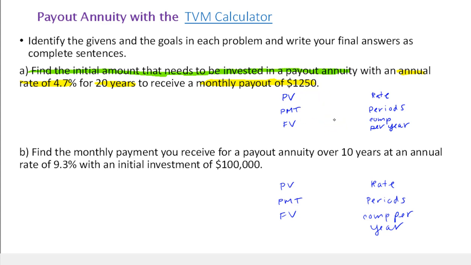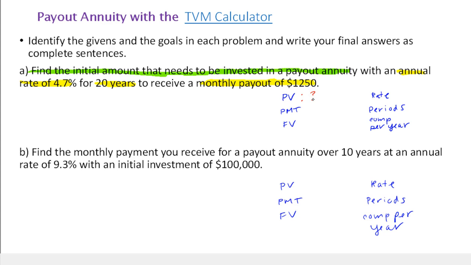Okay, so notice it says find the initial amount. So with the payout annuity, you put in a bunch of money, it collects interest as you go, but you take some money out along the way. So we are actually solving for the initial amount, which will be the present value.